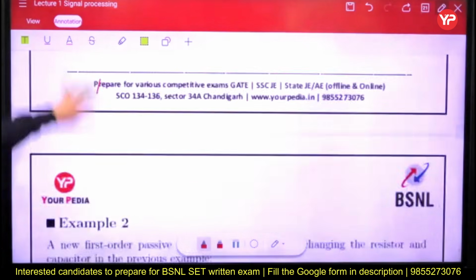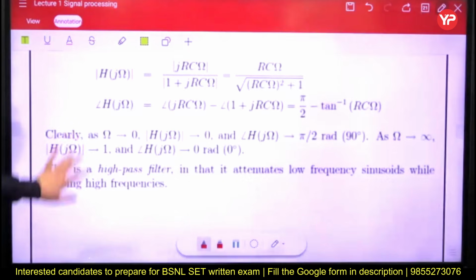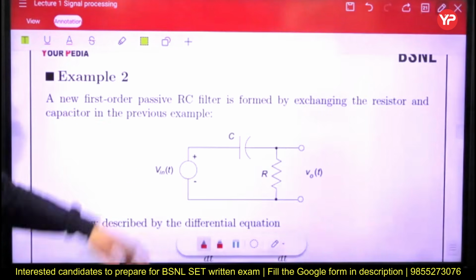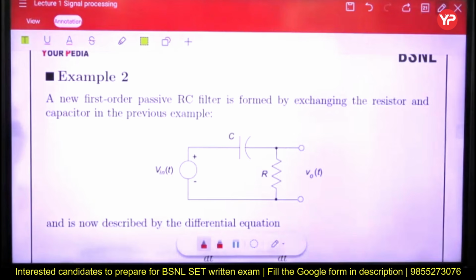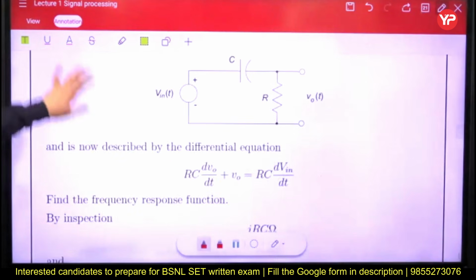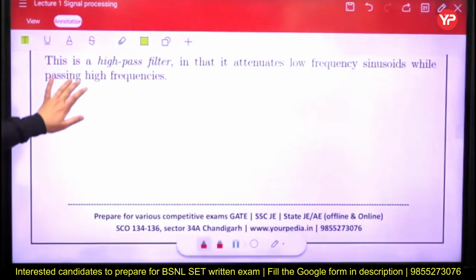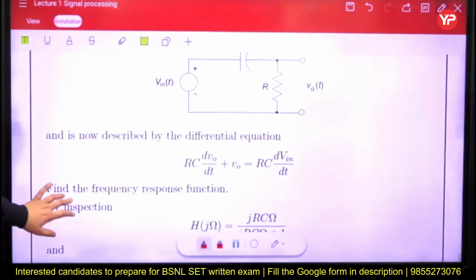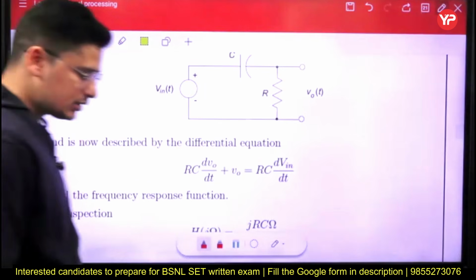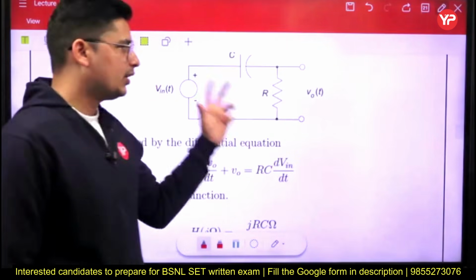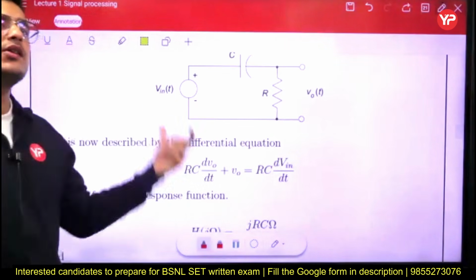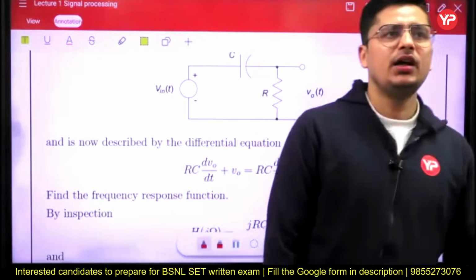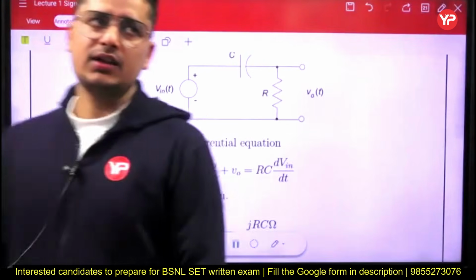Okay, this is the second example for you. You have to check which type of filter this one is. Right, it is the same thing with R and C interchanged. You have to check that one. Which type of filter is this? You have to follow the same procedure, and just make a simple note: when I see this circuit, it is a low pass filter. If I see that circuit, it will be a high pass filter.